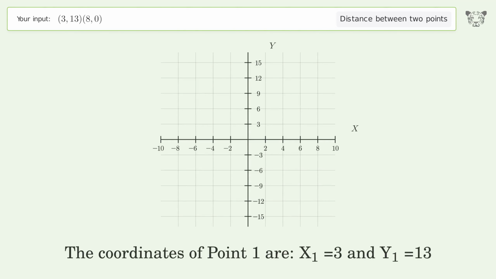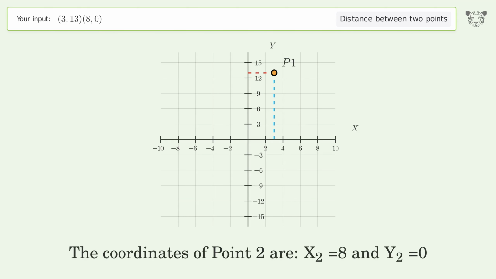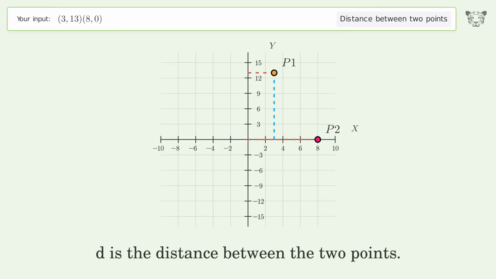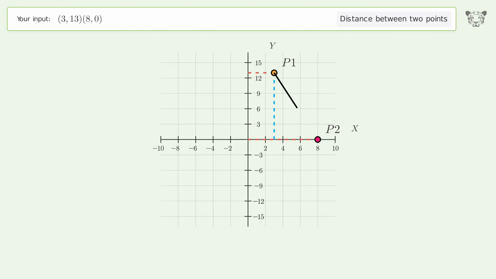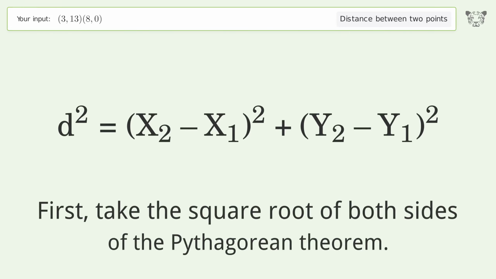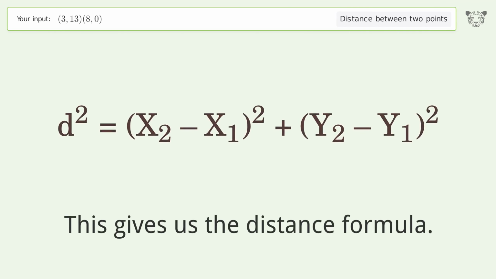The coordinates of point 1 are x1 equals 3 and y1 equals 13. The coordinates of point 2 are x2 equals 8 and y2 equals 0. D is the distance between the 2 points. First, take the square root of both sides of the Pythagorean theorem. This gives us the distance formula.